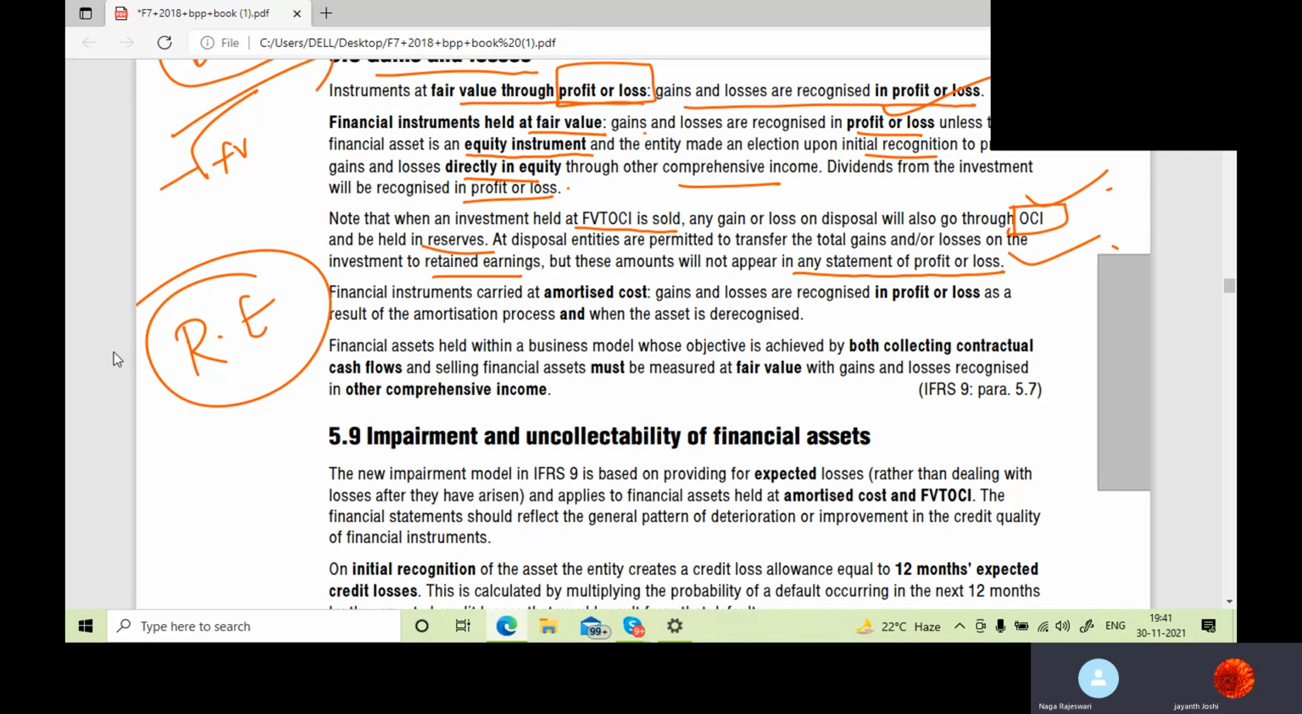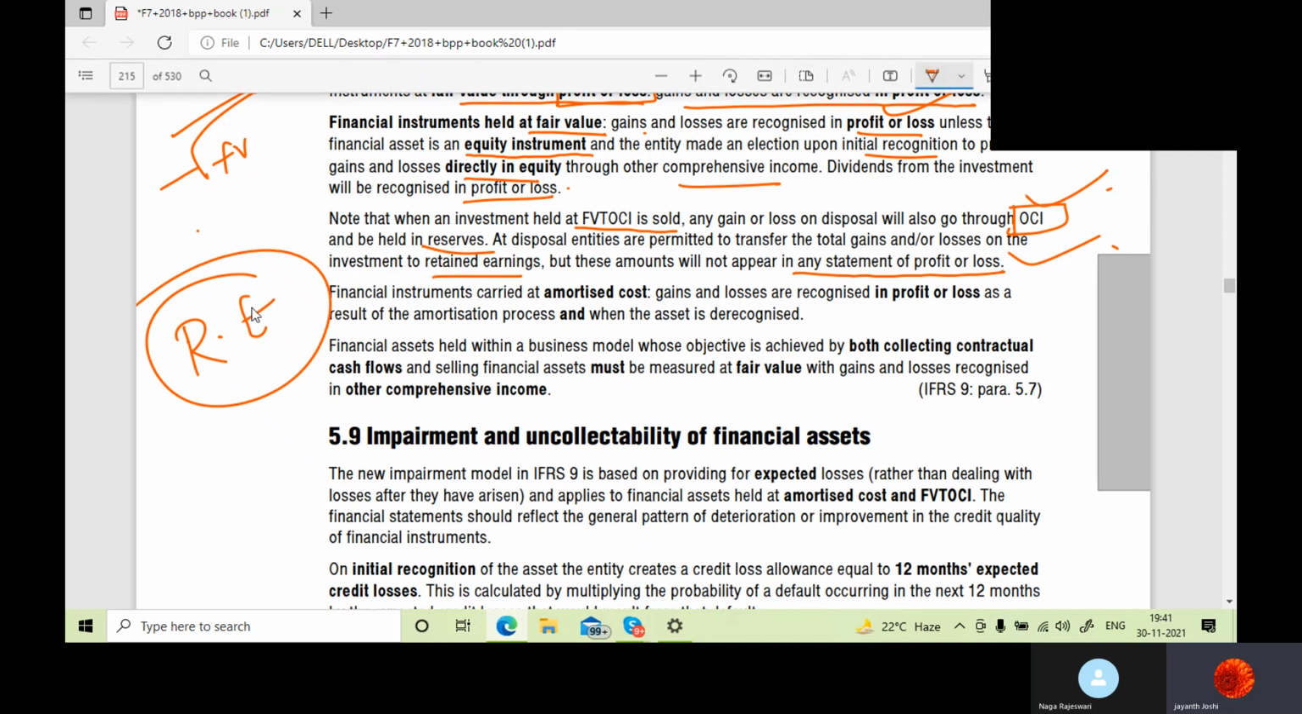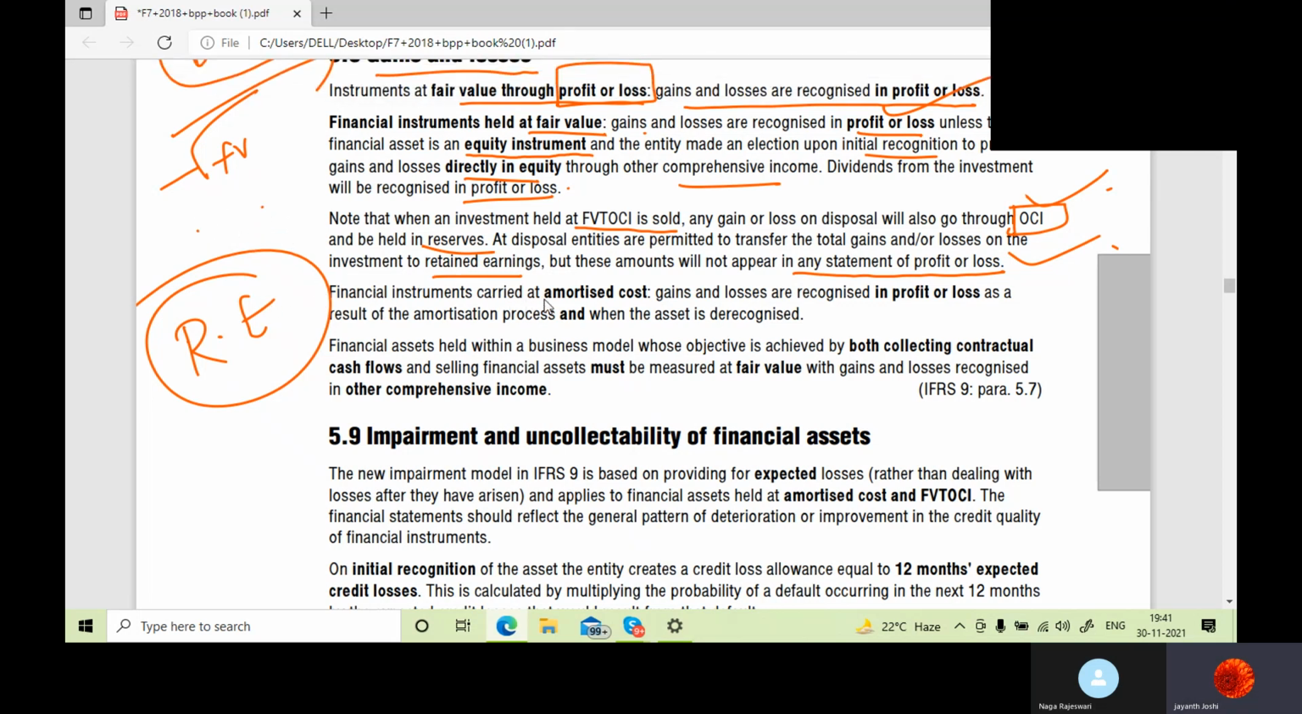That's it. This is for which security? Fair value through other comprehensive income. That means these are held for sale securities. You want to hold it for some period of time, then you want to sell it. Financial instruments carried at amortized cost: gains and losses are recognized in P&L as a result of the amortization process, and when the asset is derecognized. That means when you sell it, you will be derecognizing it. So gains and losses in P&L only, because the expense is also shown in the P&L only.